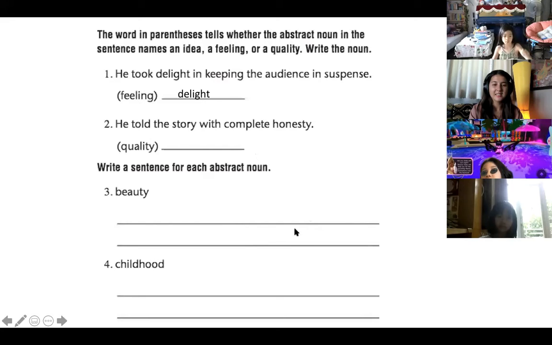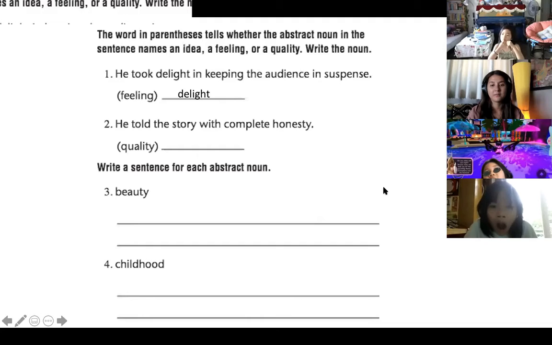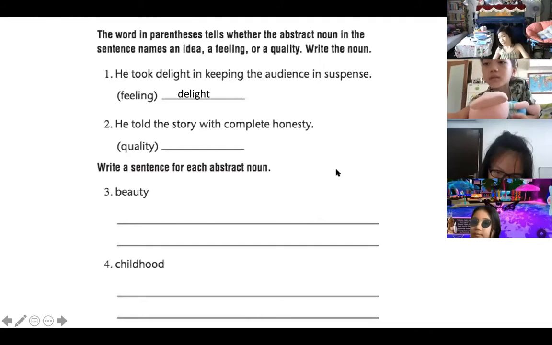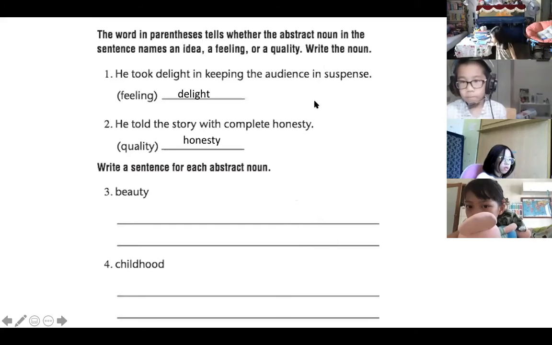Good girl, well done. Delight, the feeling of happiness or the feeling of joy. Number two, he told the story with complete honesty. Now I'm looking for an abstract noun that is a quality of someone. Nuna, what do you think? Honestly. Good girl, well done. Honesty is the correct answer.